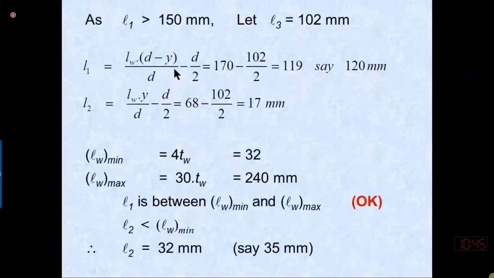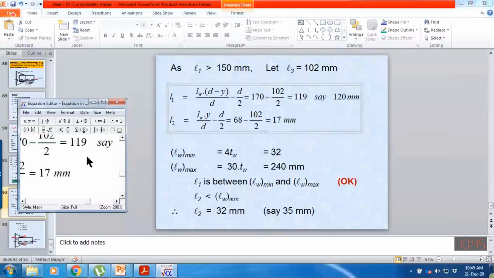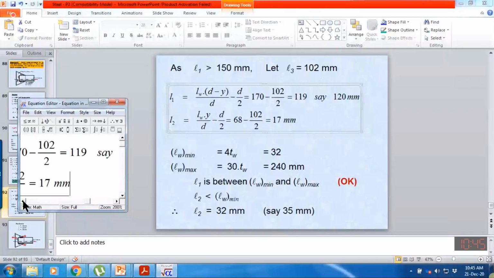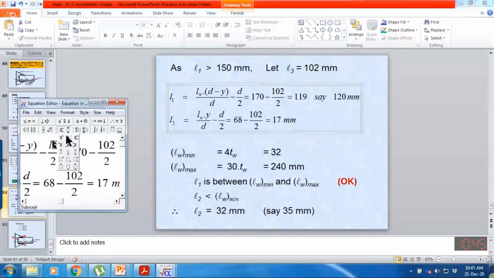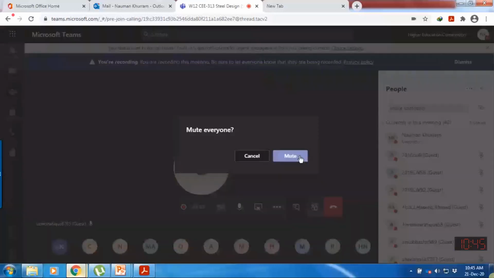So here L1 will be by this formula. You have already computed this value and minus L3 by 2. You have already derived this formula, so you can subtract D by 2 from the already computed L1 value, which was 170. Just see here, we have already computed this value, which was 170. So 170 minus L3 by 2. So L3 is equal to the D value. So the updated L1 value will come out to be 119.